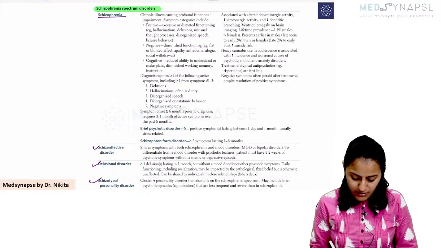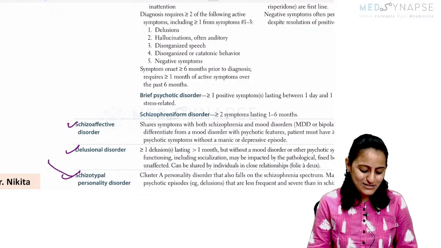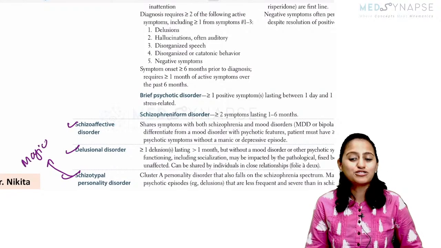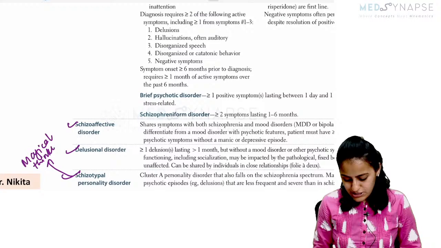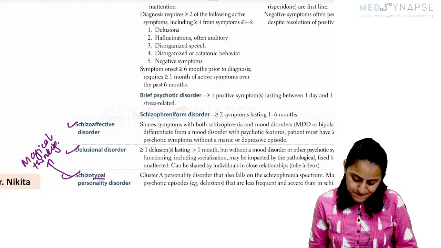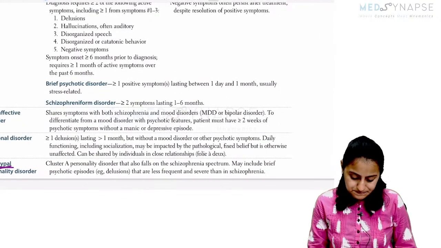Again, do you remember from a short what was the keyword for schizotypal personality disorder? Very good, Kartika. That is magical thinking. In schizotypal, there is magical thinking. Okay, this is a cluster A personality disorder.